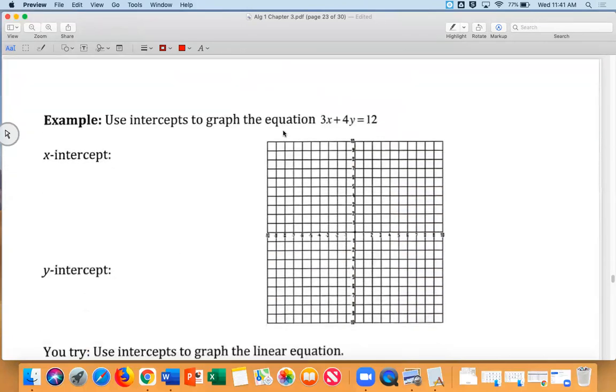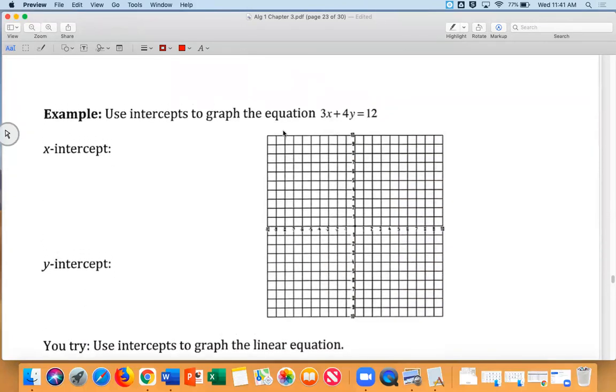All right. So let me show you how this is done. Okay. Are you guys ready? All right. So I have this equation 3x plus 4y equals 12.